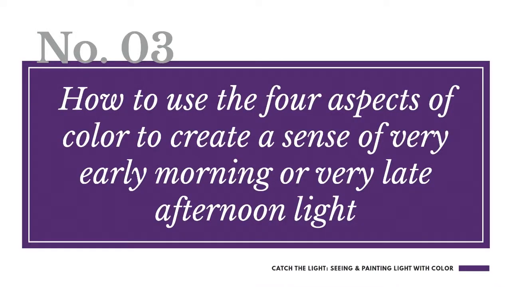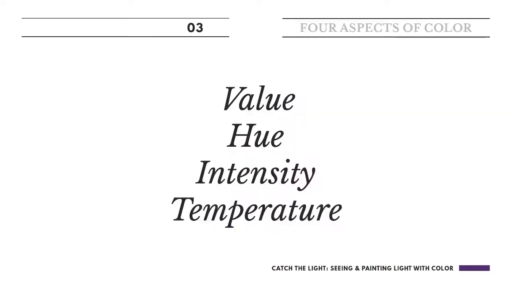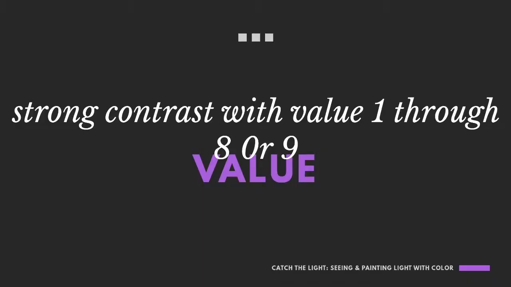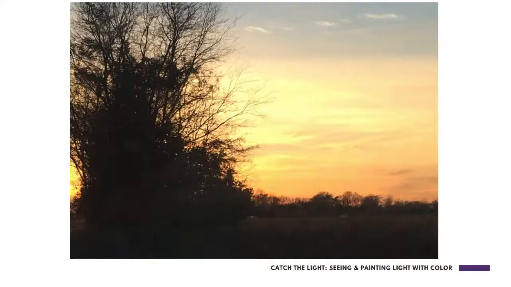So how to use those four aspects of color to create a sense of very early morning or very late afternoon light? Let's go through what happens to value, hue, intensity, and temperature. Those are the keys to creating that sense of light at that particular time of day. First of all, when we're looking at value, you're going to have a strong contrast with value 1 through 9, predominantly at the horizon. You can see that here.